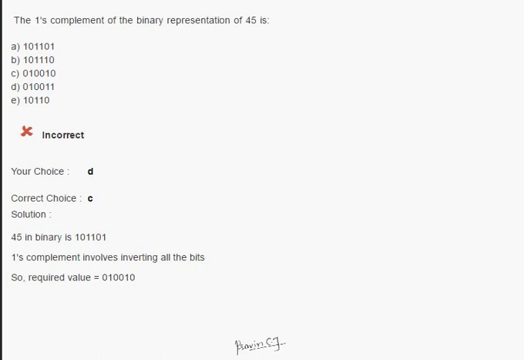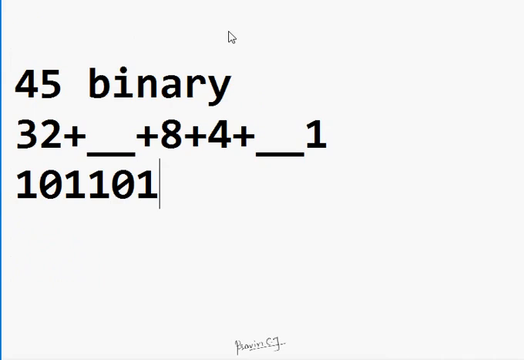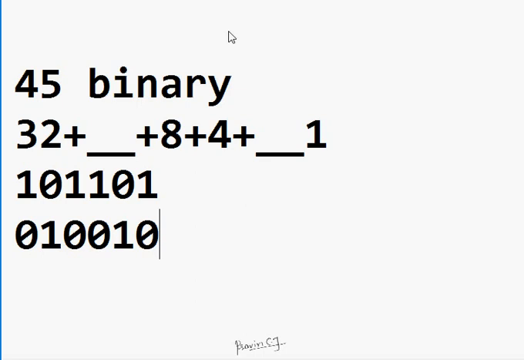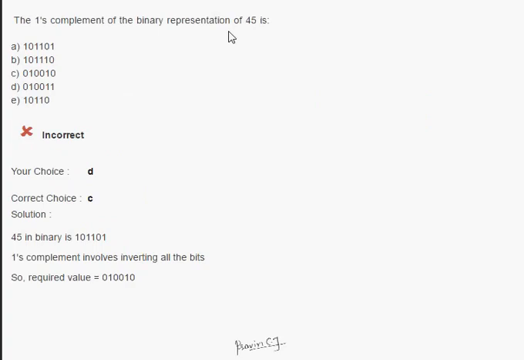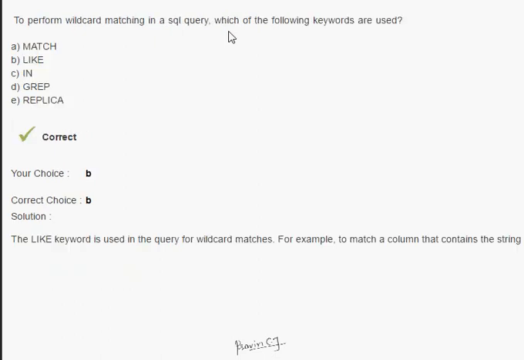Sorry, now the ones complement of the binary representation of 45 is there. Now we have found only the binary representation. Now convert it to the ones complement. I have told you how to convert it to ones complement. Transform 1 to 0 and 0 to 1, means 1 becomes 0 and 0 becomes 1. Option number, I don't know. So answer is 0 1 0 0 1 0. Option number C. Okay, we will move to the next question.